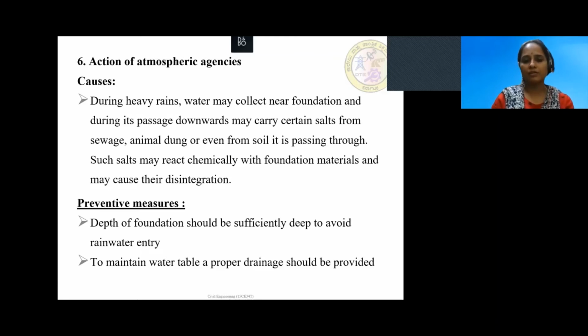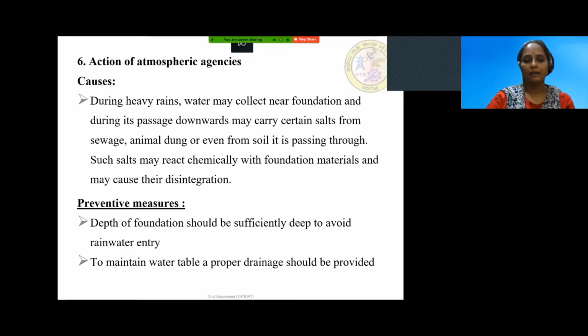What precautionary measures can be taken for this is, the depth of the foundation should be sufficiently deep and shouldn't allow any rainwater, or it should be minimized. Again, a check for the water table has to be done before constructing. Again, proper water table drainage should be provided before constructing a foundation. So these are the precautionary measures that should be taken for the action of atmospheric agencies.